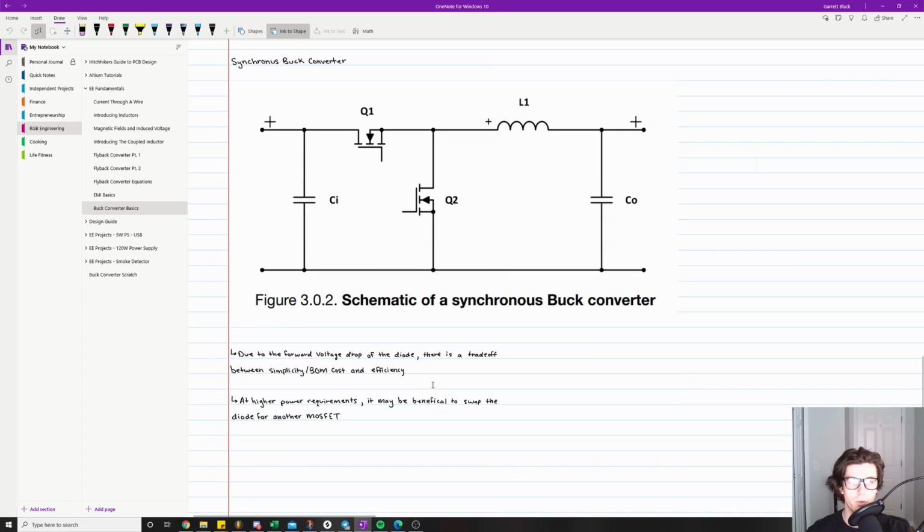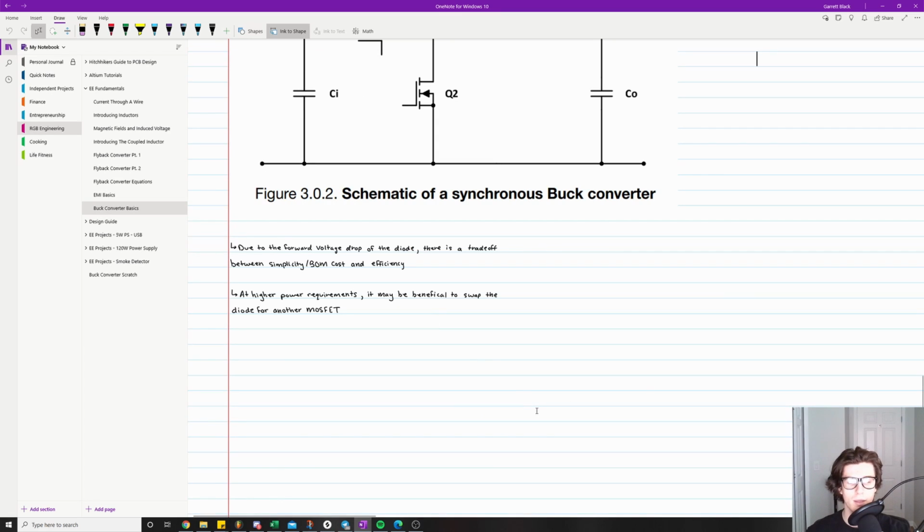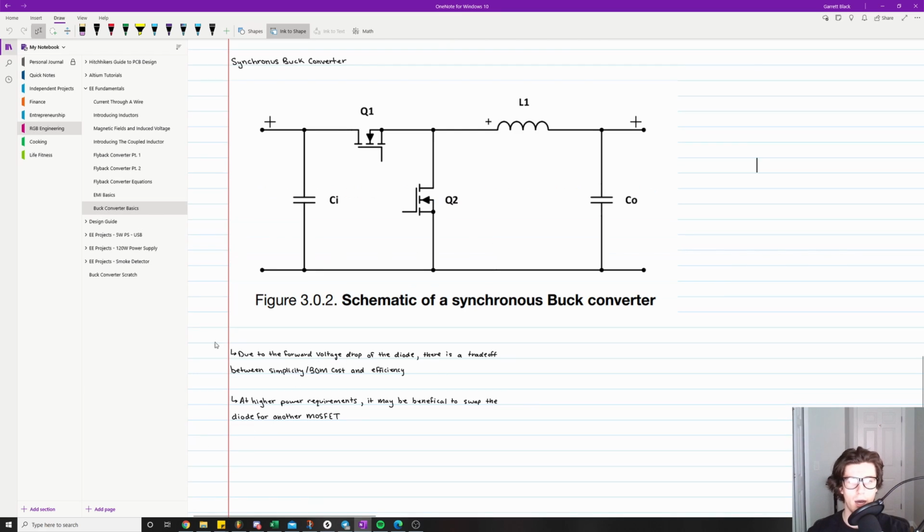The reason we might want to use a synchronous buck converter over a non-synchronous buck converter is due to the forward voltage drop of the diode. As you know, diodes have a forward voltage drop, so they dissipate a lot of power and generate a lot of heat, right? So depending on some of the external constraints on your project, you might opt for a MOSFET because, for one, it could be more efficient, and two, it could generate a little bit less heat.